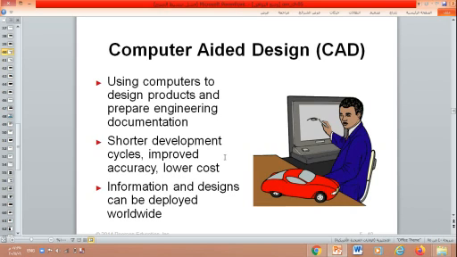Because of course we are using computers, the cost will be lower. Also it will save time and money, and of course shorten the development cycle. The last benefit of computer-aided design is that the information and designs can be shared electronically worldwide with international organizations.